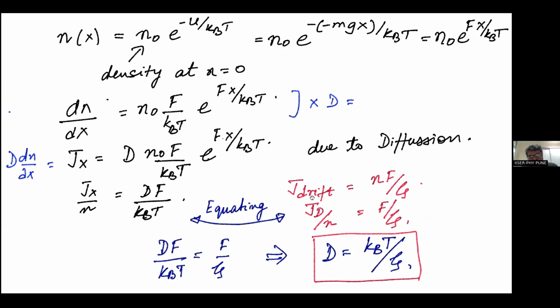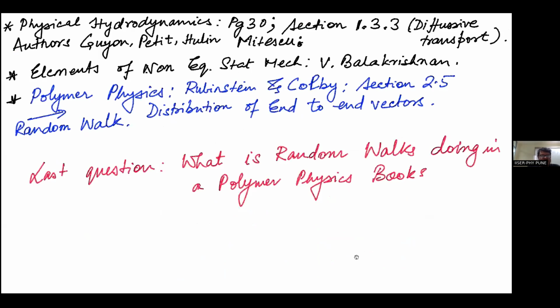Now, if you equate, okay, I'm doing this a bit in a hurry, I'm a bit tired, but I'll tell you where to look this up. Equating these two currents, essentially DF by k_BT and J_drift by n is F by zeta, you get your Stokes-Einstein relation. There are much better derivations as well, but this at least gives some intuitive idea.